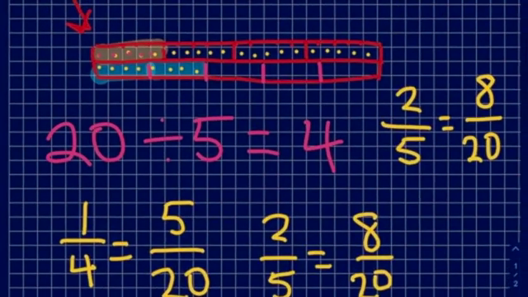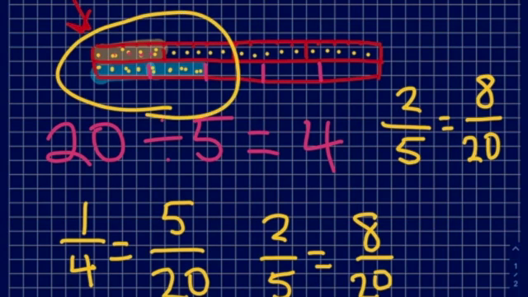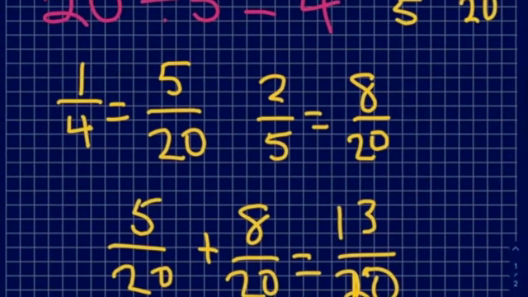I could also just count them, right? 1, 2, 3, 4, 5, 6, 7, 8, 9, 10, 11, 12, 13. And if I just counted those, I could also double check my answer.